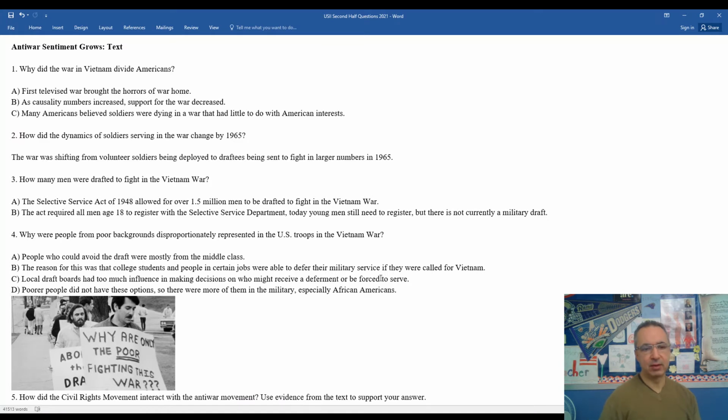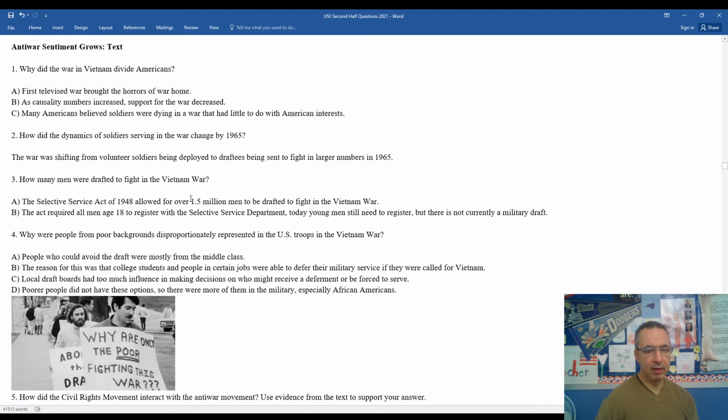Two, how did the dynamic of soldiers serving the war change by 1965? The war was shifting from a volunteer army to ones being deployed who were drafted or forced to fight in larger and larger numbers in 1965. So once again, we're seeing a shift. The shift being from those who wanted to be there, wanted to be a member of the military, to those who were being forced to be a member of the military.